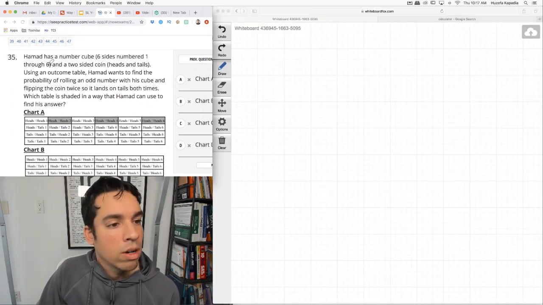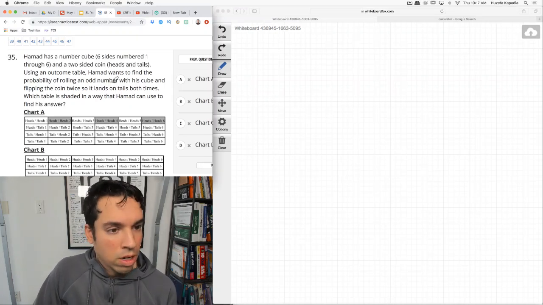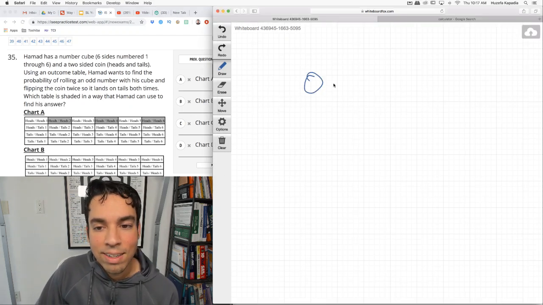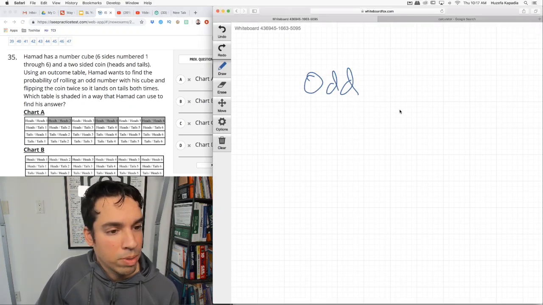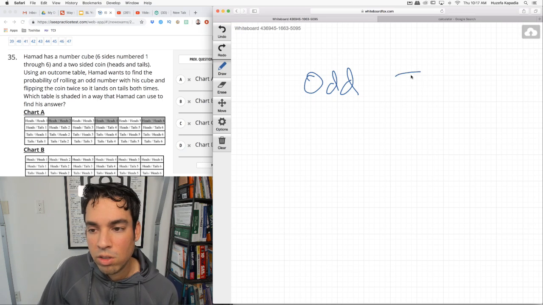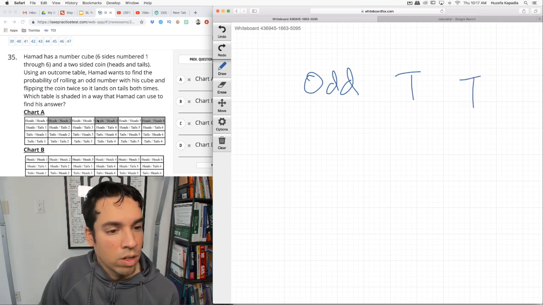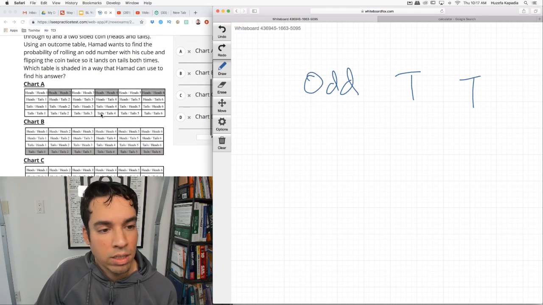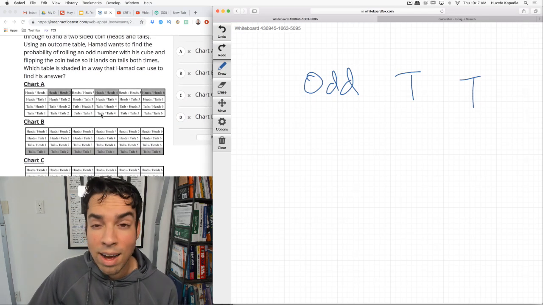Okay, so. Hamad has a number cube, 6 sides, numbers 1 through 6, and a 2-sided coin. Using an outcome table, we want to find the probability of rolling an odd number with this cube and flipping the coin twice so it lands on tails both times. All we look at is anything where what's highlighted is tails, tails, and an odd number.